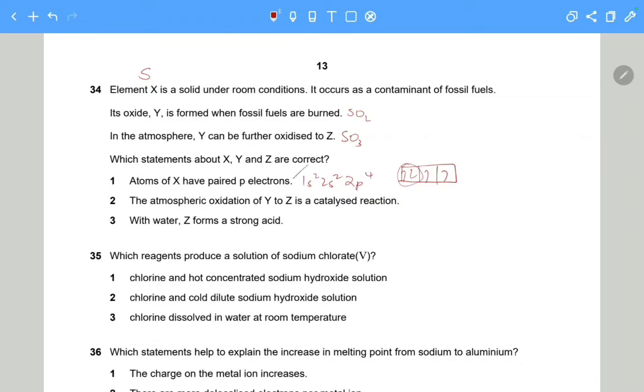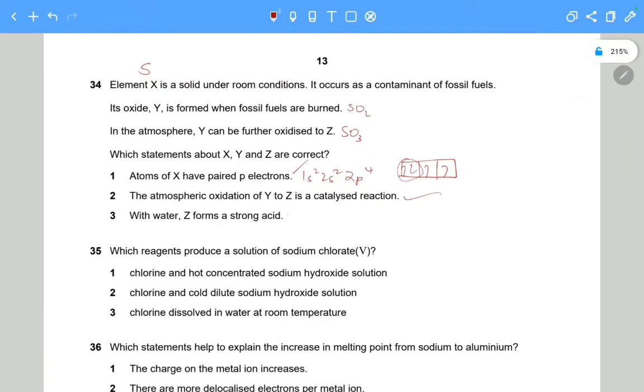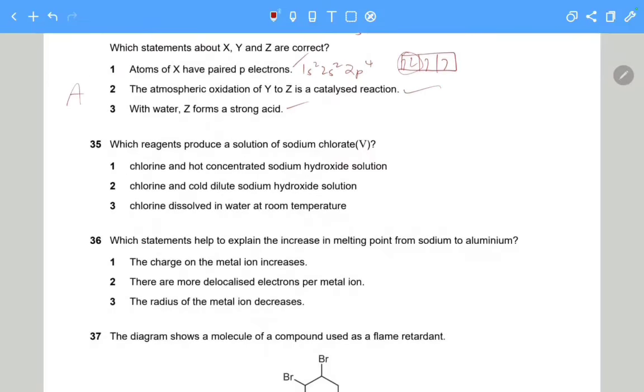And then option 2, the atmospheric oxidation of Y to Z is a catalyzed reaction. Yes, nitrous oxide is used for the catalysis. Option 3, with water, Z forms a strong acid. Yes, it forms H2SO4, which is such a strong acid that it will melt your bones. Seriously. So this is correct as well, and that's A.